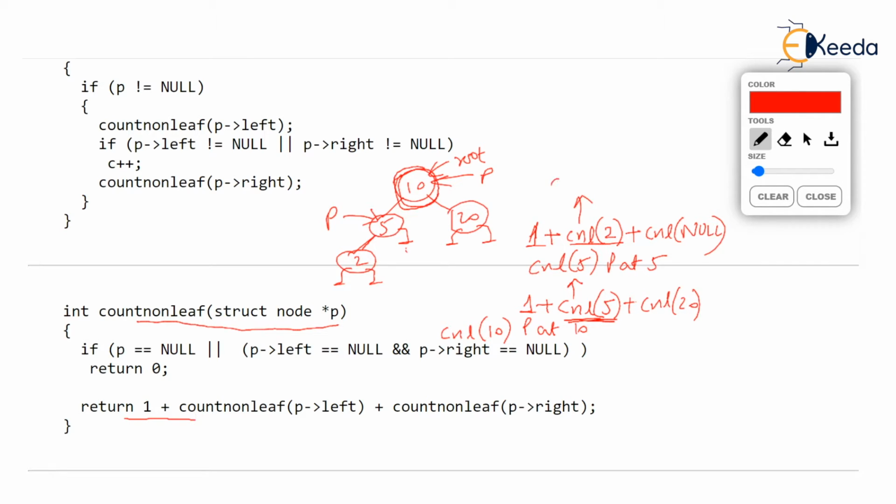Count non-leaf 2 runs. So basically P is at 2. Fresh function starts. When this fresh function starts, interesting, isn't it? When count non-leaf 2 starts, where P is at 2, you observe that this condition, P arrow left, is null and P arrow right is null. Then the node which we are talking about is a leaf. And remember, we are counting non-leaf. So we are not interested to go further at all.